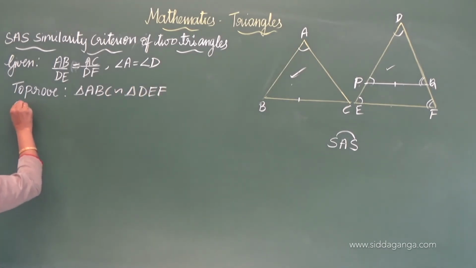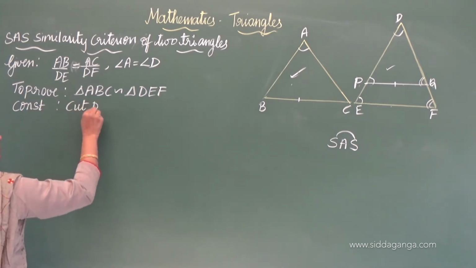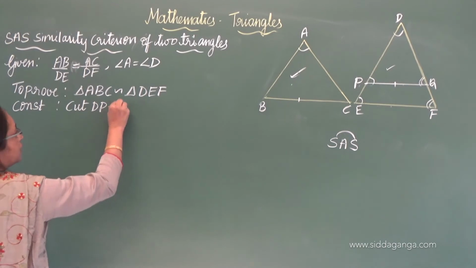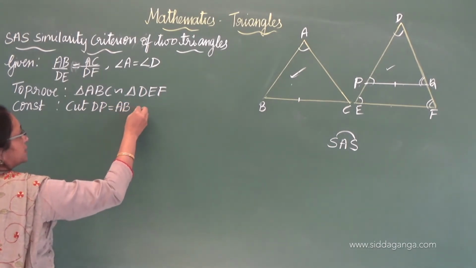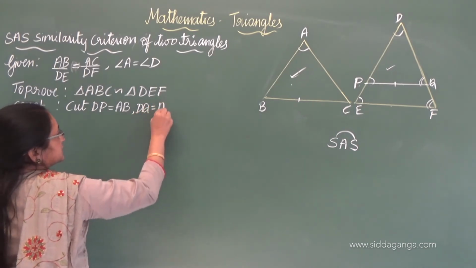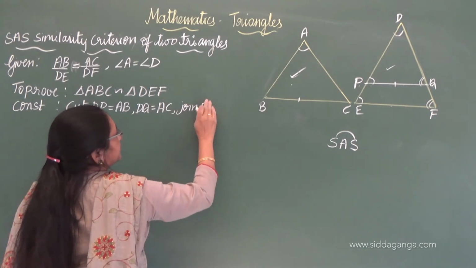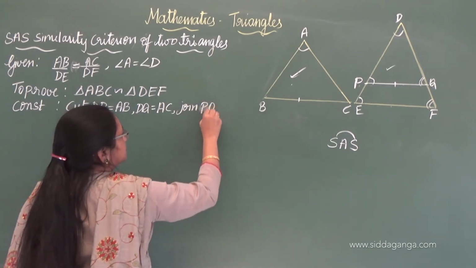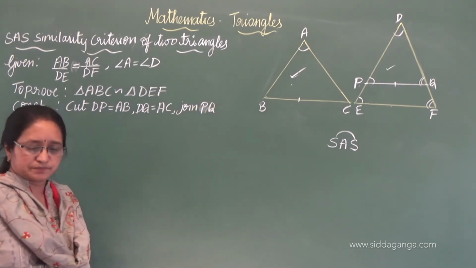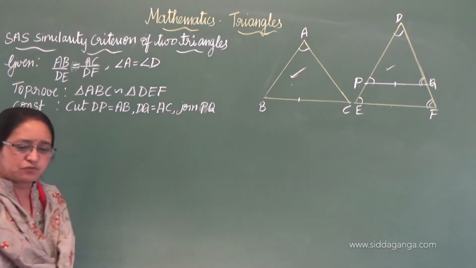Next, construction, same. Cut DP is equal to AB, then DQ is equal to AC, and join PQ. Okay. Now let me go for the proof.